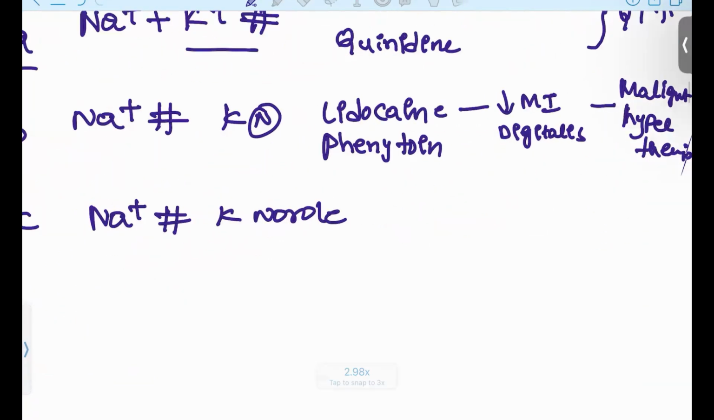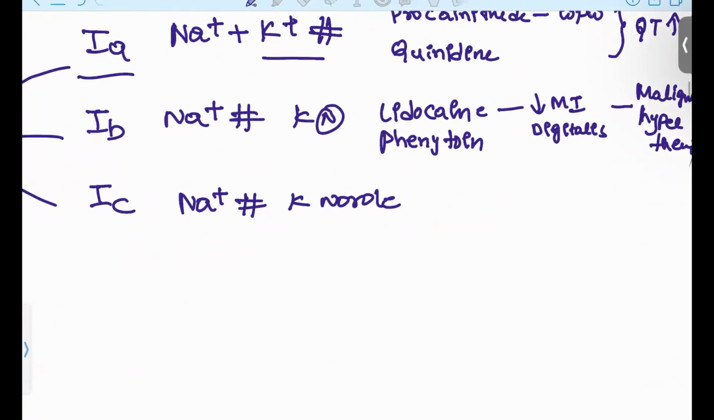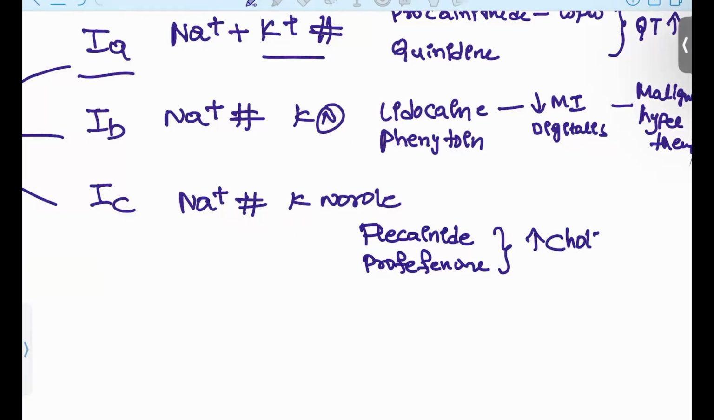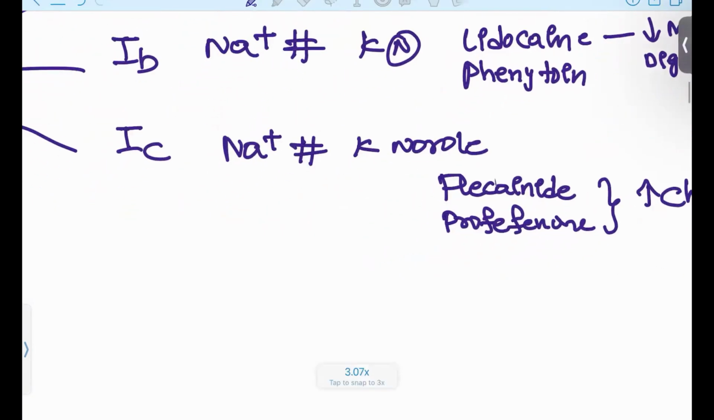Next, your third classification, 1C, will have propafenone and flecainide. Flecainide and also propafenone. These both will increase other cholinergic symptoms. Okay, cholinergic symptoms as side effects. This is the one thing that you have to remember. And 1C has a specific thing: these are the most arrhythmogenic.